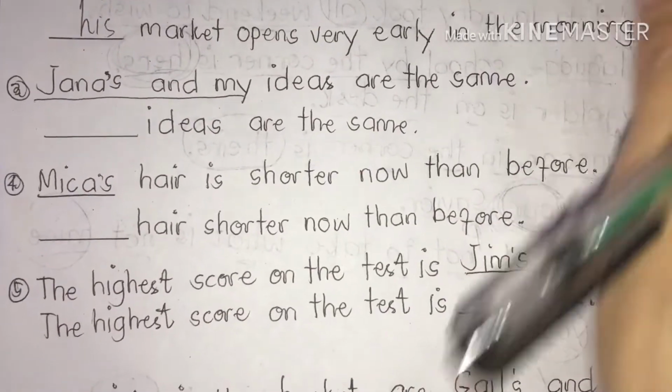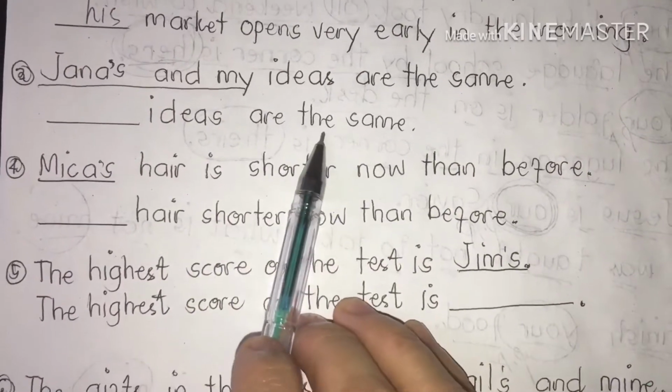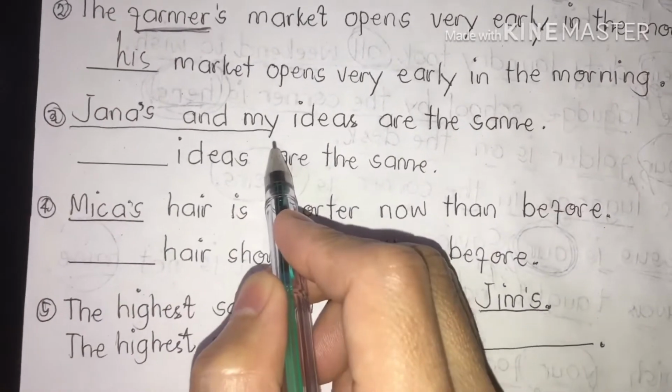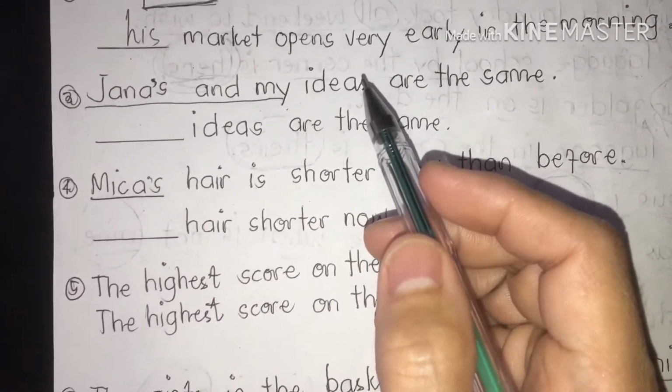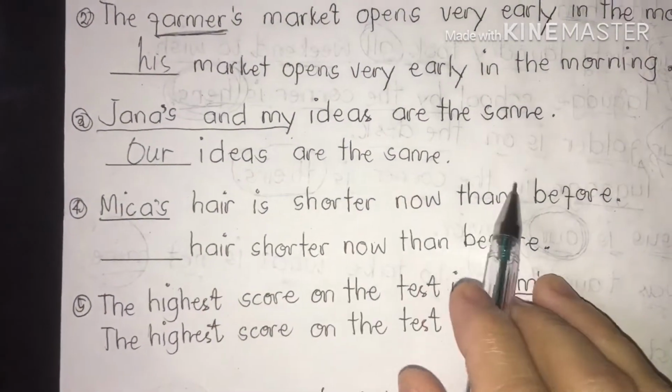Next, third, Jana's and my ideas are the same. Blank ideas are the same. So remember that Jana's and my, it talks about two, or more than one. So we're going to write our. Our ideas are the same.